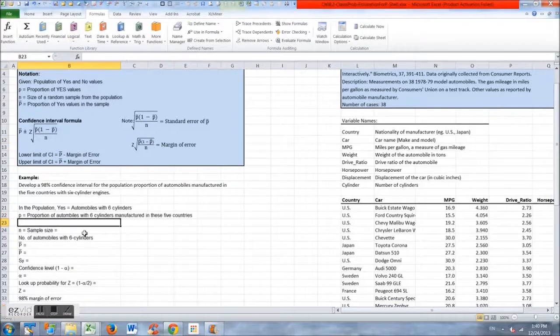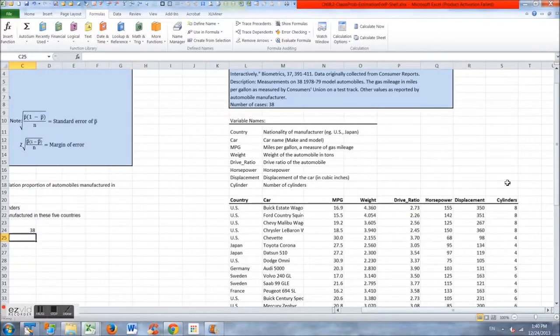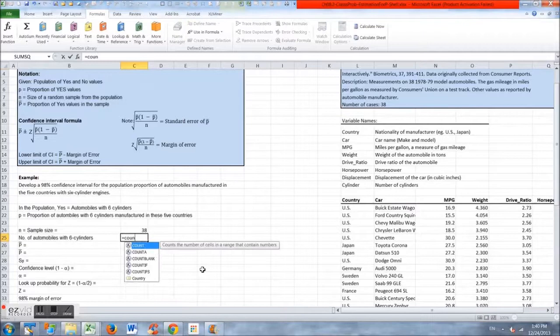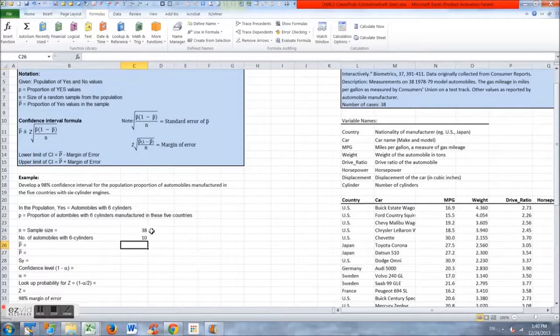Okay, so we have a sample of 38 observations. So n is 38. Let's put that n here. The number of automobiles with 6 cylinders: we have to look at how many observations in the column called cylinders are equal to 6, and we can do that using the COUNTIF function. Cylinders comma 6 will give us how many observations have 6 cylinders. So of the 38 total observations, 10 have 6 cylinders.